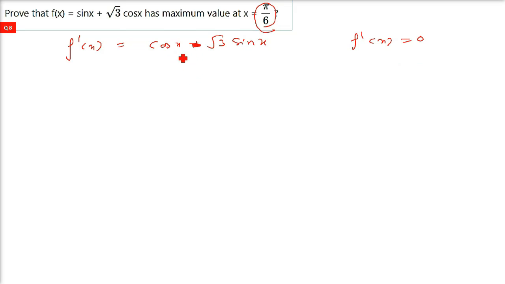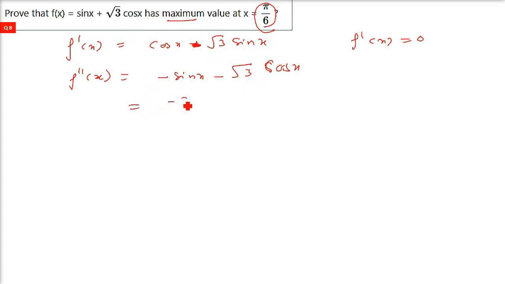So we will place pi by 6 here, and since it is the maximum value, we don't have to worry about anything. We just have to take the double differentiation, and since we have to prove it, we'll place this pi by 6 and say that we are getting a negative value. What I am trying to suggest here is that double differentiation has to be done. We don't have to place f dash x equals to 0 in this case, because the double differentiation is minus sin x minus root 3 cos x, and in the place of x in the double differentiated equation, we will replace it by pi by 6.